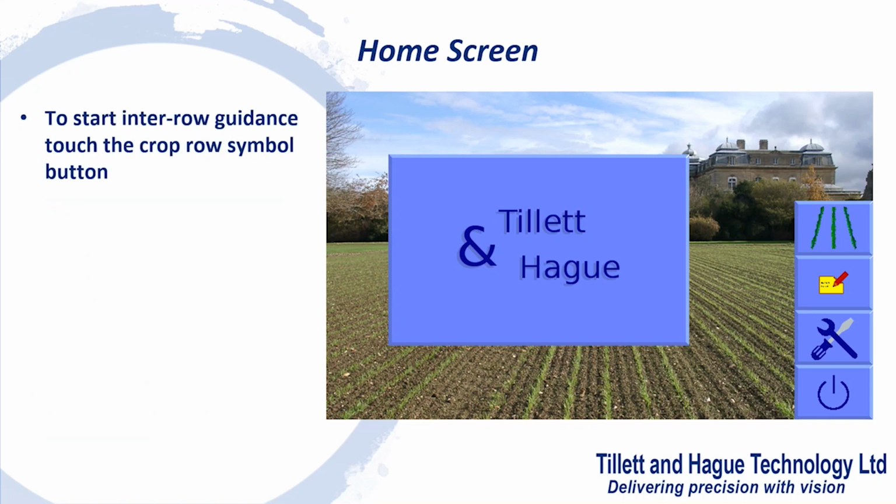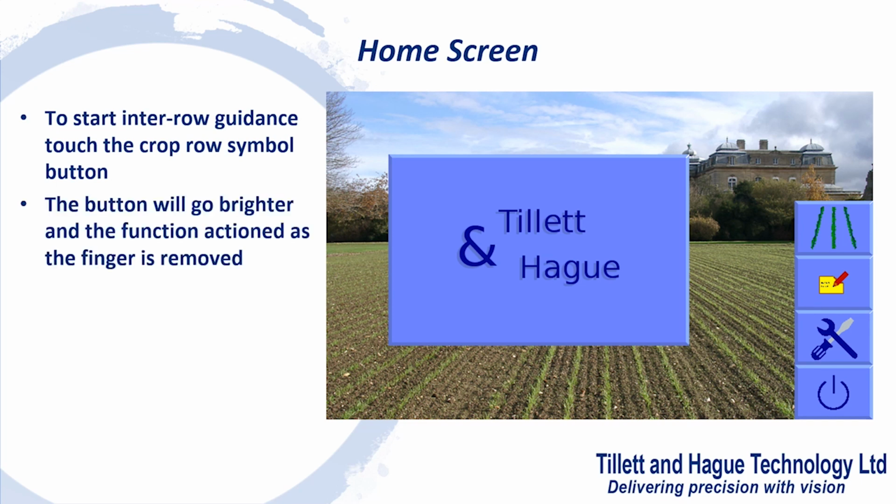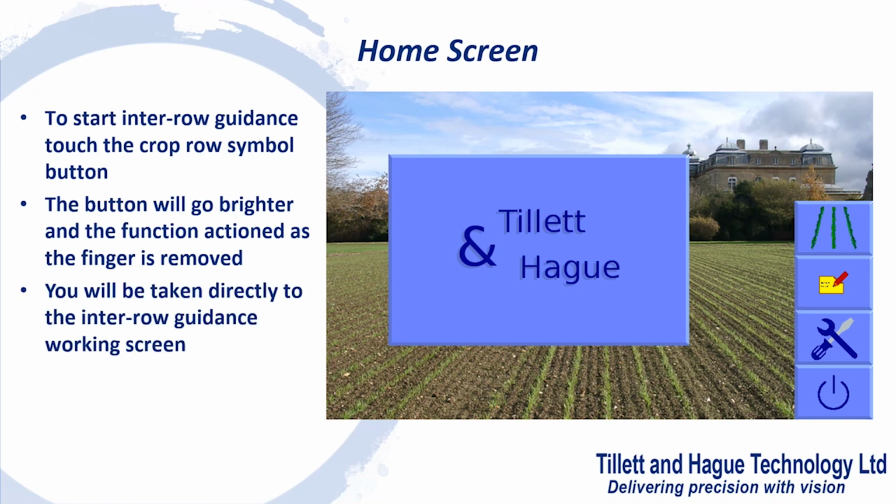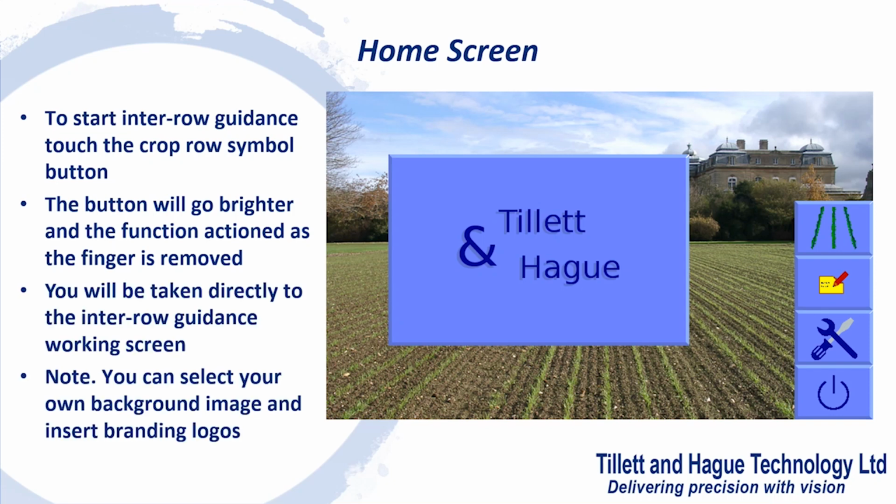To start Intero guidance, touch the crop row symbol button. The button will go brighter and the function actioned as your finger is removed. You will be taken directly to the Intero guidance working screen. Note, it is possible to select your own home screen background image. It is also possible to customize button color and to insert branding into both home and working screens.